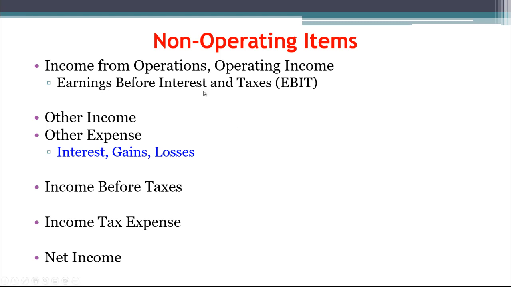After this profit figure, we have other income and other expense. There might be interest, either income or expense. Gains would be kind of like an income. Losses would be like an expense. These are not operating related, but they're still important to record. And then our income before taxes, subtotal. And then we're going to record income tax expense and subtract that out, and then we get net income.